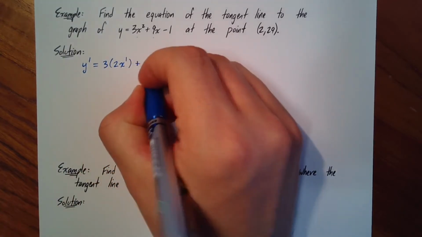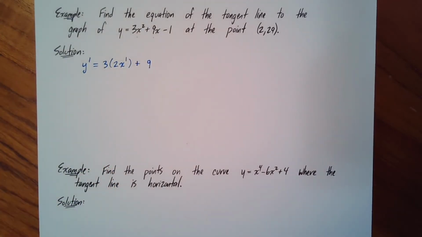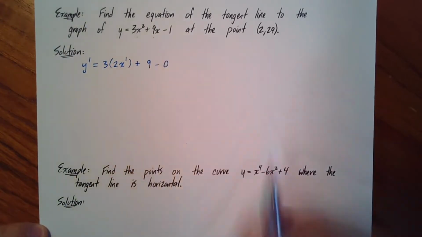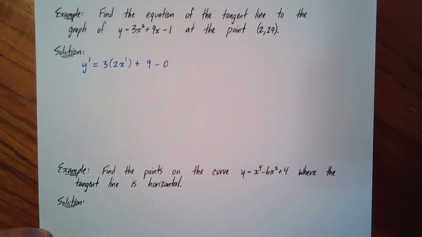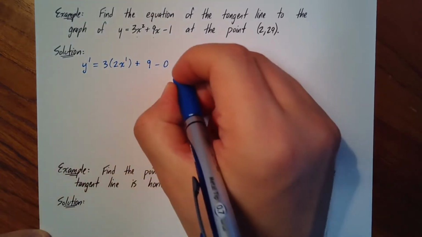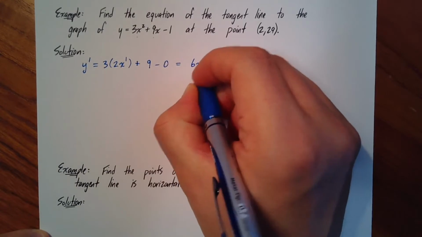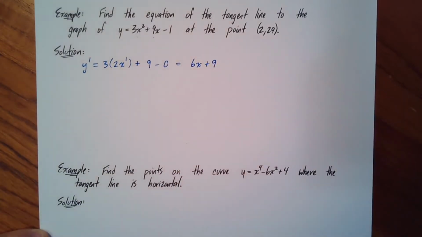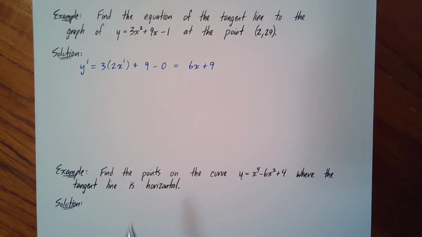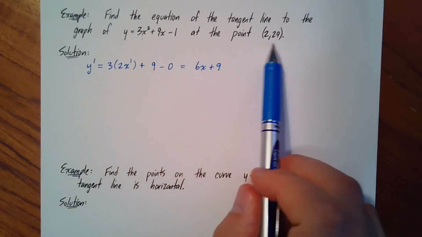Right? So we've already had plenty of practice with derivatives now. So this just follows from the work we've already done, and then the minus 1 is a constant, so the derivative of that is going to be 0. So I can subtract 0 just to be complete, just to make sure we've checked all three terms. Okay, and if you clean this up a little bit, you're going to get 6x plus 9. So that's your derivative.